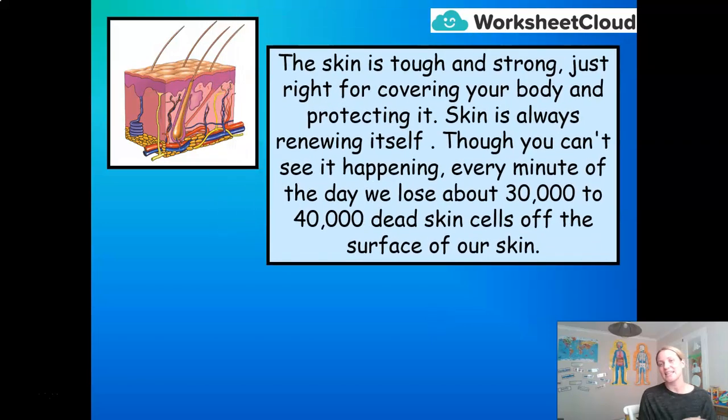Now, the skin is tough and strong, and it is just the right covering for the body because it can renew itself. Similarly to the liver, skin has about 7 or 8 layers, and we are continually shedding our skin. You don't see it, but you do, and more is coming through. You can't see it happening, though every minute of the day we lose about 30 to 40,000 dead skin cells from our skin.